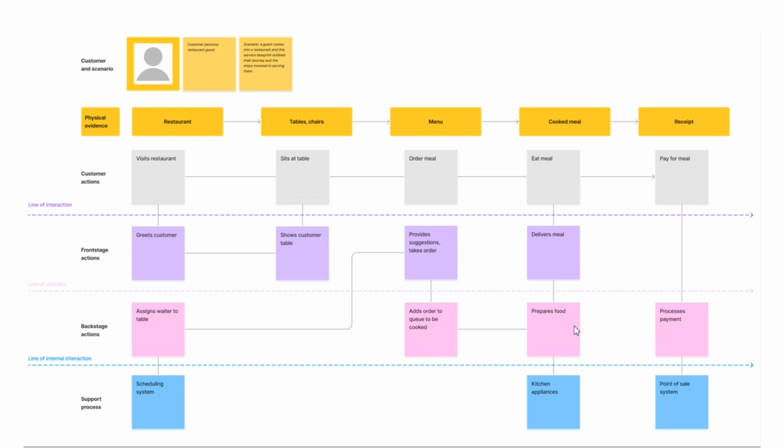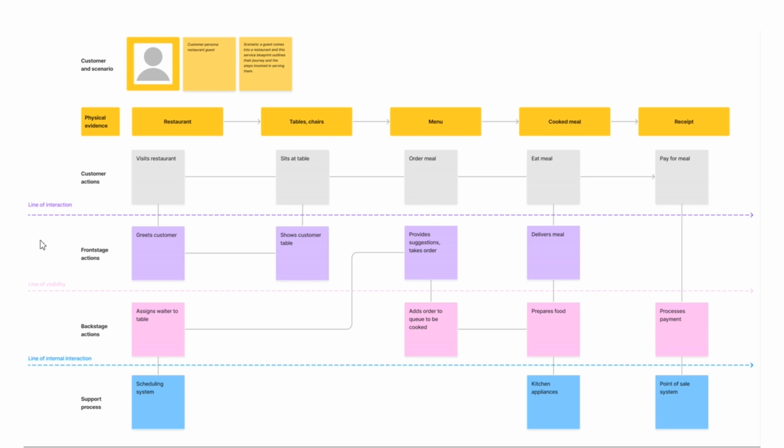These are the internal processes of a business that nevertheless are important for a smooth customer journey. It can be a system assigning waiters to tables and the cooks preparing the food. The last main component of a service blueprint is the service process. These are supporting actions and processes that must take place in order for everything above to happen. In our case, the acquisition of kitchen appliances and point of sale system. It can also be processes such as pricing, testing the usability of applications, delivering items from warehouse to store, and so on.